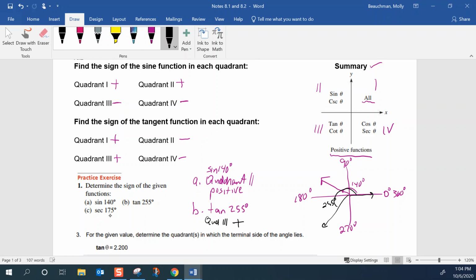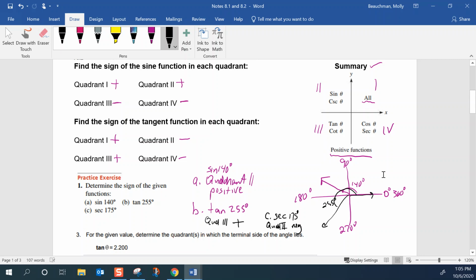And then part C, the secant of 175. Let's see, part C, secant of 175 is going to land in quadrant 2. And the secant in quadrant 2, let's see. So sine and cosecant are positive, so the secant in quadrant 2 is going to be negative. All right, so that's the first part, is trying to figure out whether you're positive or negative.